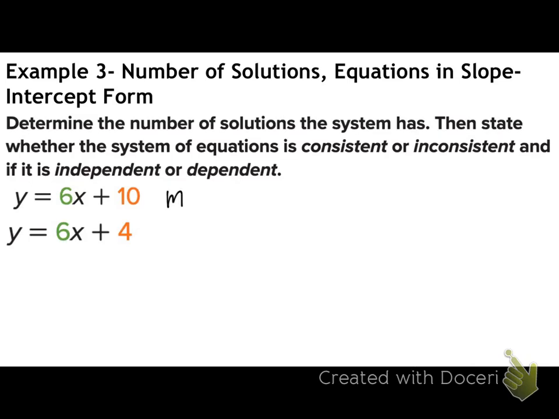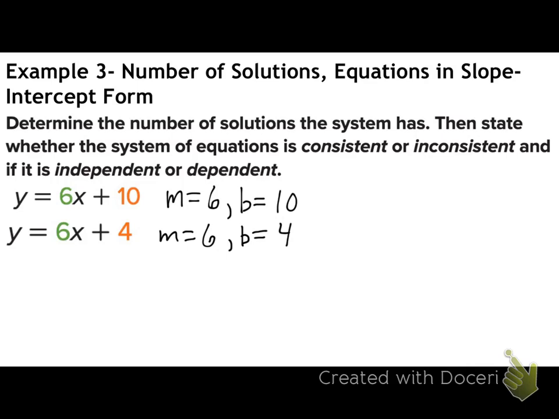For this first equation, y equals 6x plus 10, what is my slope? 6. What's my y-intercept? 10. Second equation, what's my slope? 6. What's my y-intercept? 4. What do we notice about their slopes? Same slope. What do we notice about their y-intercepts? Different. So would you say that these two lines are the same or are they parallel? Parallel, because they have the same slope but different y-intercepts.